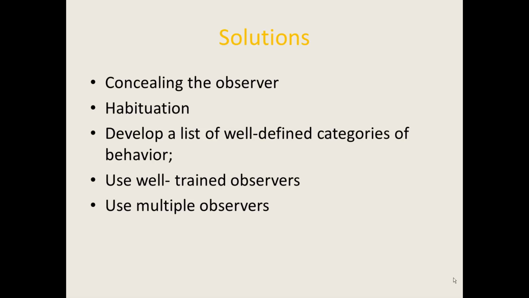The other one is to develop a list of well-defined categories, as I said before, to make your observation more accurate and more reliable. Also, if you're using multiple observers, you have to train them very well so they know exactly what to focus on, what to measure, what to count, and what not to observe and what not to measure. And of course, if you use multiple observers, the chance of making mistakes is going to be reduced.